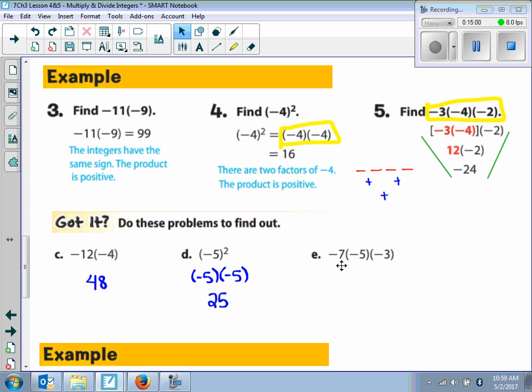My answer is going to be what? Positive. 3 negatives, that's odd. Negative. The answer is going to be negative. Very good. So, let's show the work. So we have negative 7 times negative 5. We're going to do that first. So that's going to be a positive 35. And then we just bring down that negative 3. So now we have 35 times negative 3, and that's going to be a negative 105.